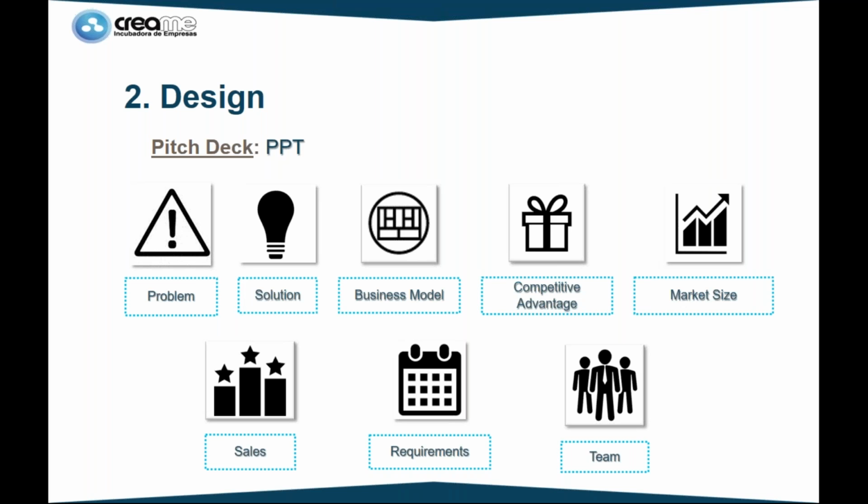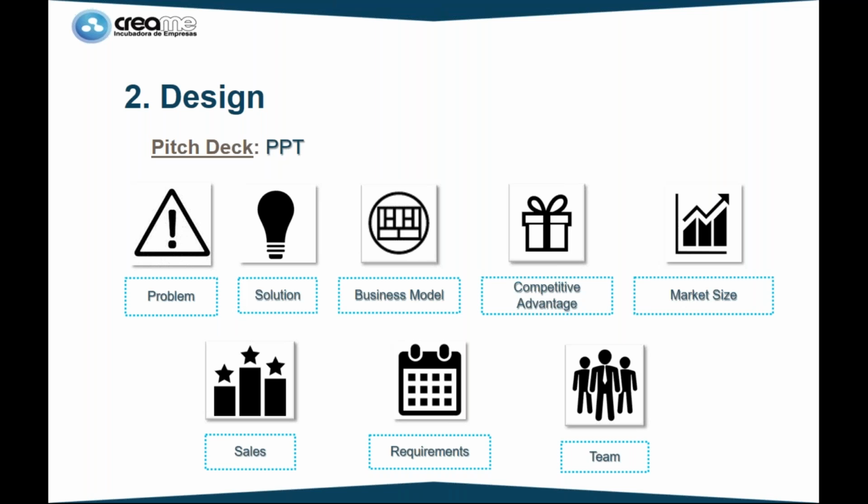And there's the summary of the structure: the problem, the solution, what's the business model and how you're making income, a competitive advantage, a market size, the sales, what requirements you need, and the team. Those are basically 8 slides to really present the company. It doesn't have to be limited to 8, but that's how it is.